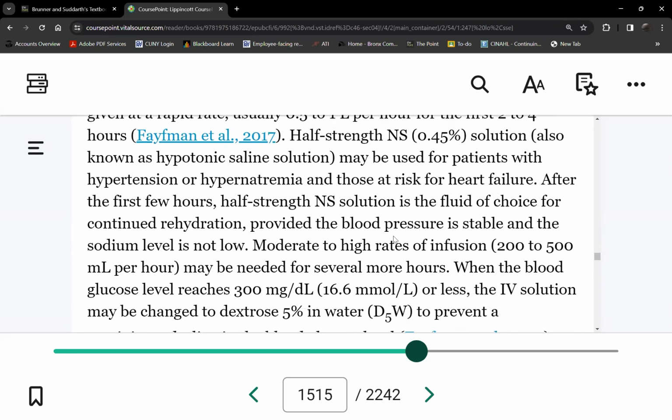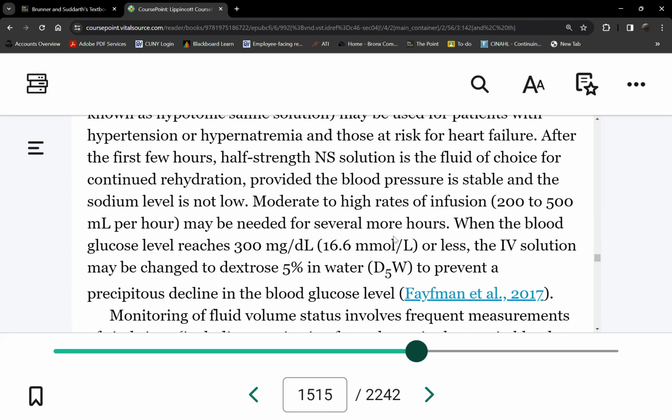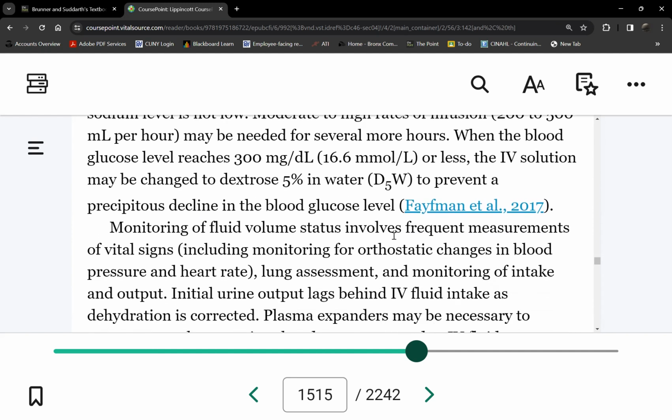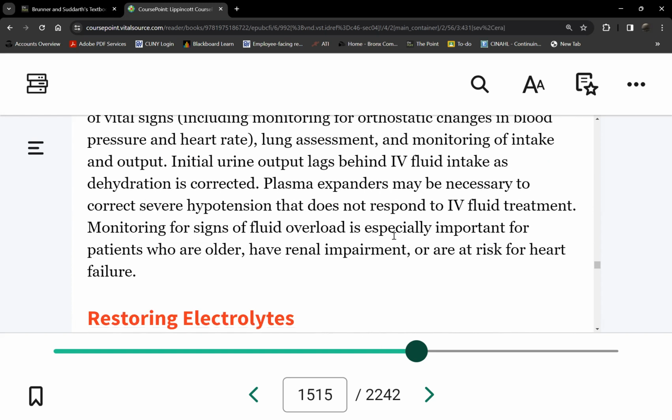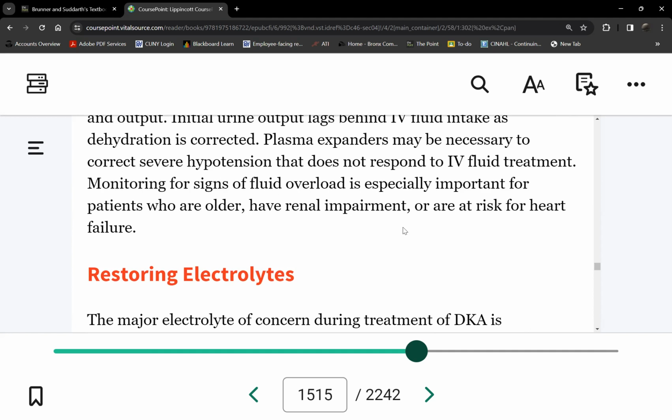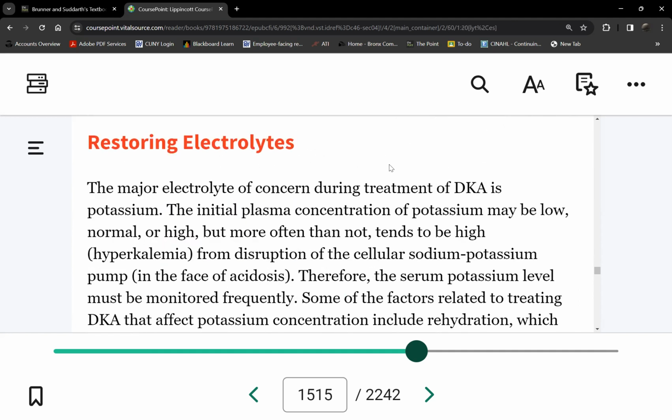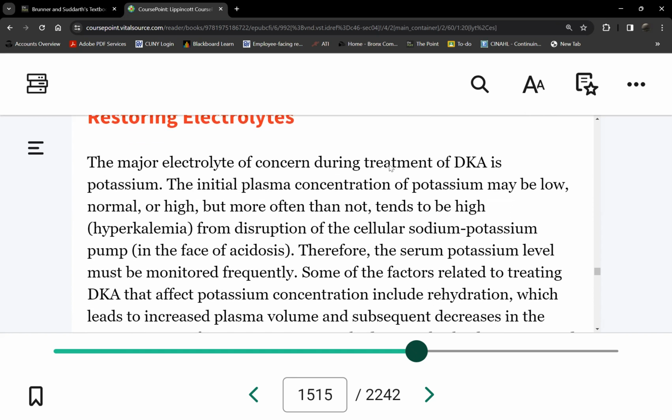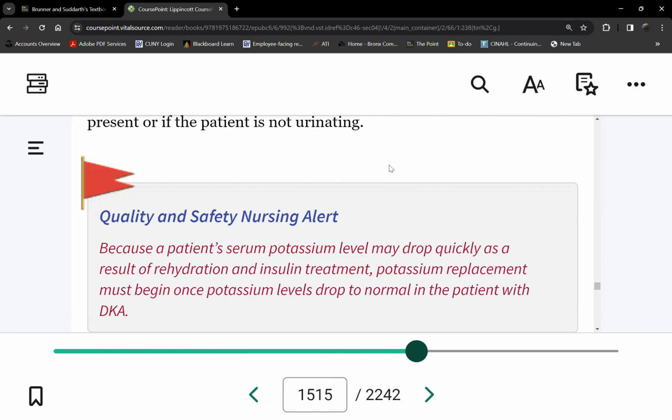After that, usually we can change the fluids. Right here at the end of the last statement of the first paragraph, it says when the sugar reaches 300 or less, DKA is considered resolved. So we can now switch to D5 water. It's still isotonic, right? But we give them a little sugar because we're going to give the patient insulin also, which I'll show you next. But let's just finish this. You monitor fluids, make sure you don't give too much either. Restoring electrolytes: I'll come back to this because it'll be a little confusing if we do this before insulin. So let's do insulin first, and then we'll explain why there will be electrolyte problems.